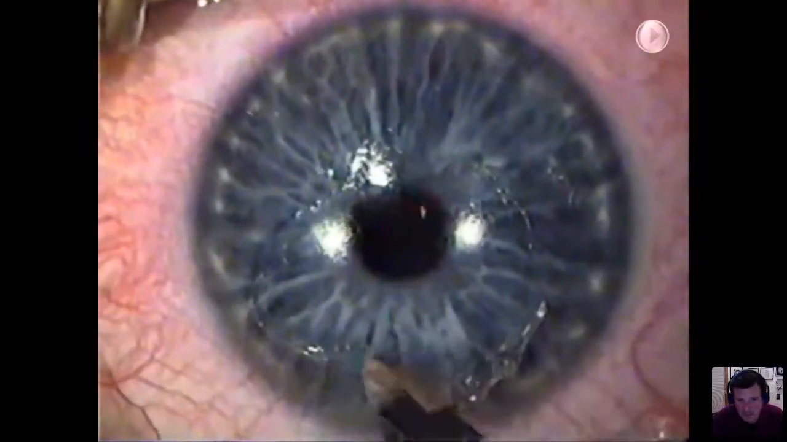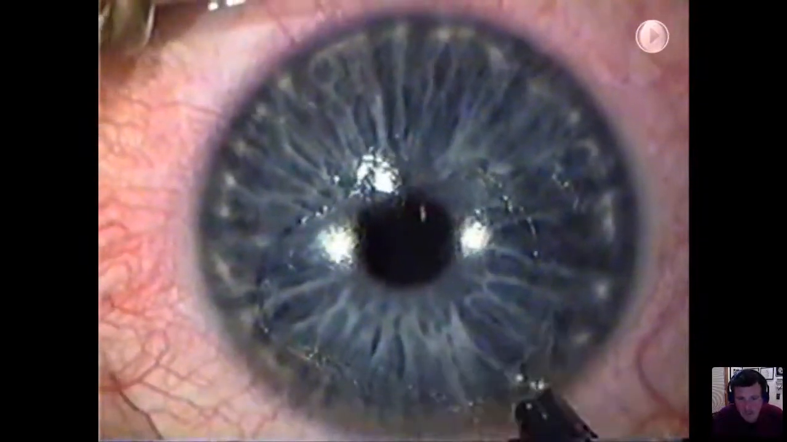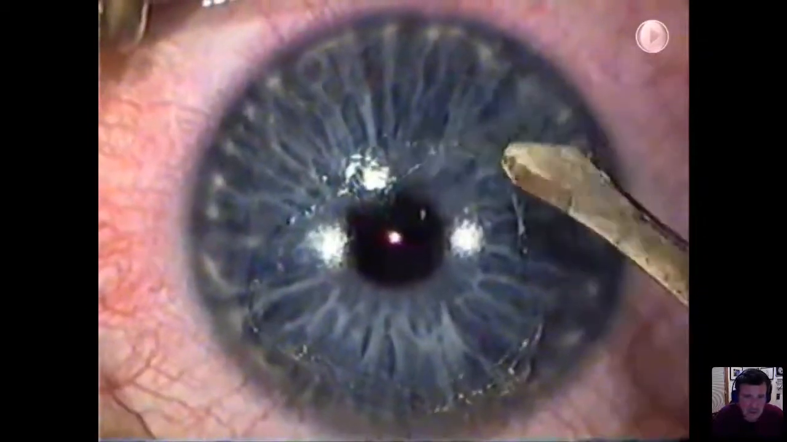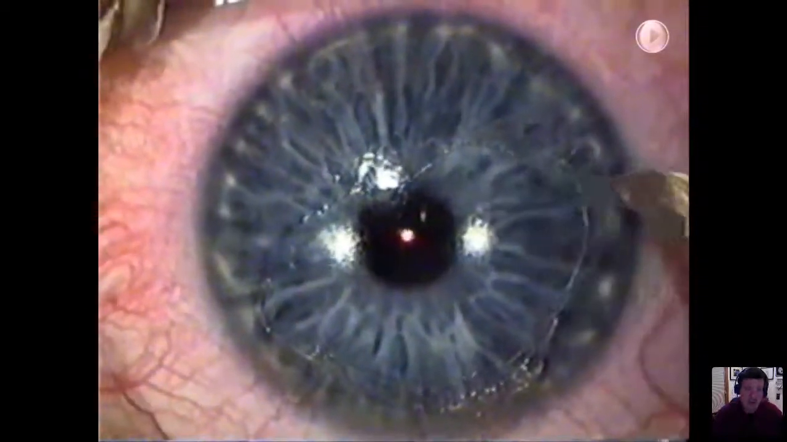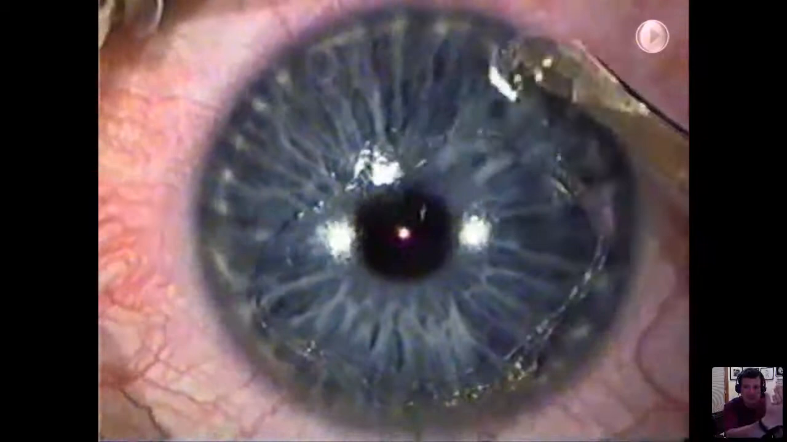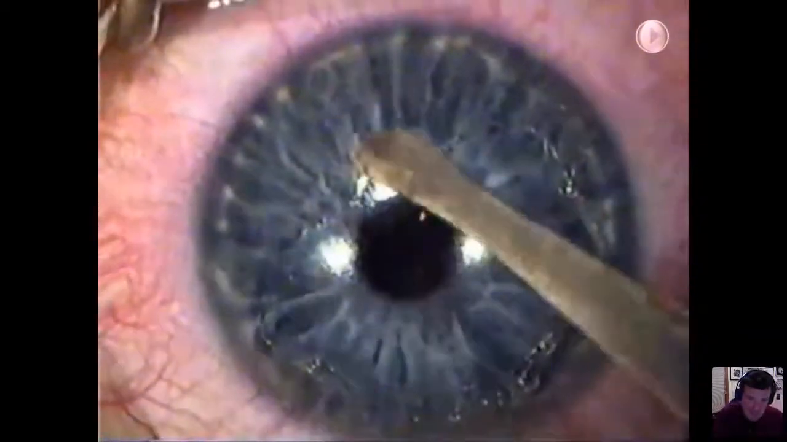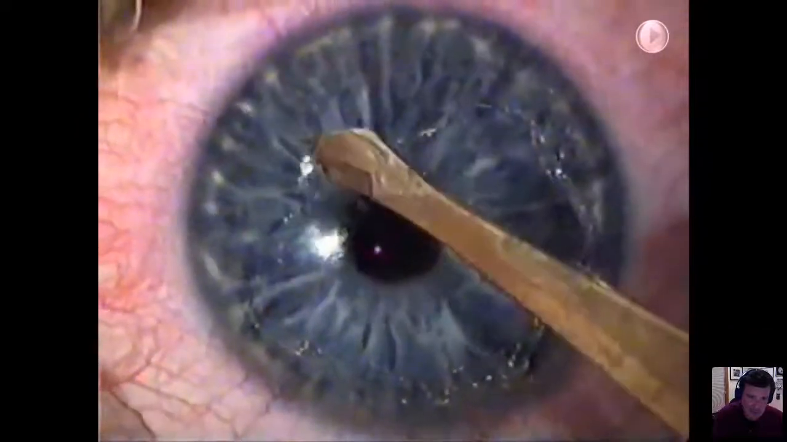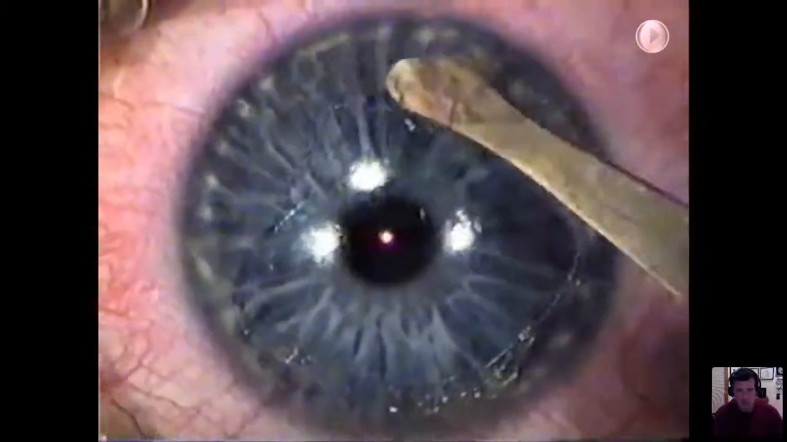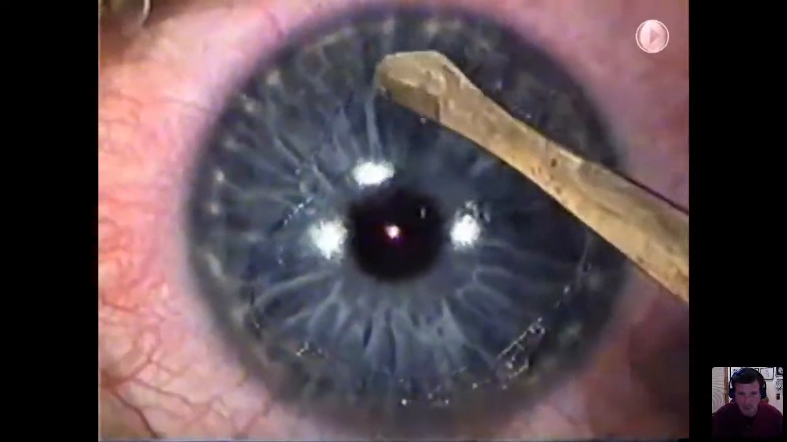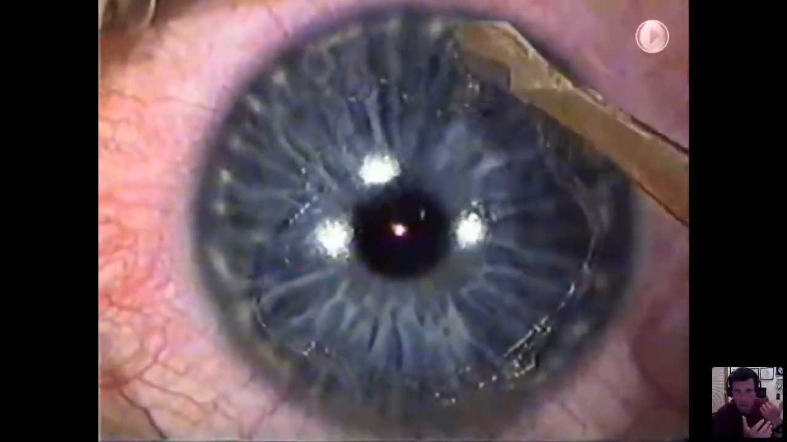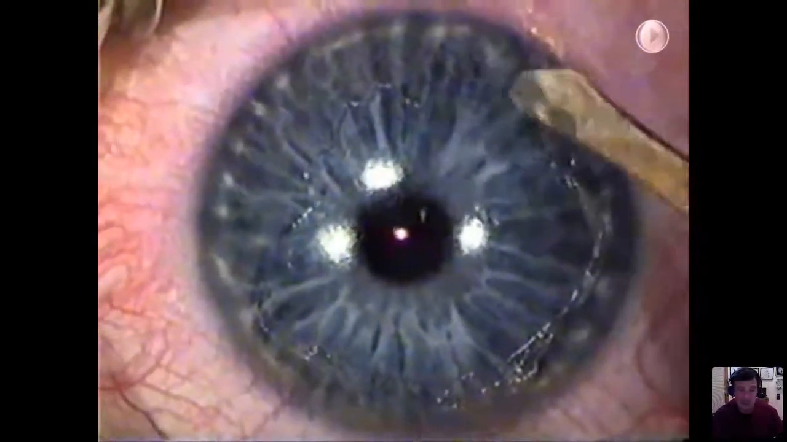epithelium comes off. And now you can see why, when the patient goes to sleep at night and the back surface of the eyelid sticks to the anterior surface of the cornea, the epithelium, it dries out and sticks, and then maybe they go into REM sleep, or they just stick down and they decide to wake up in the morning.